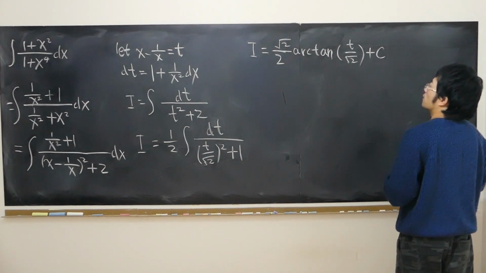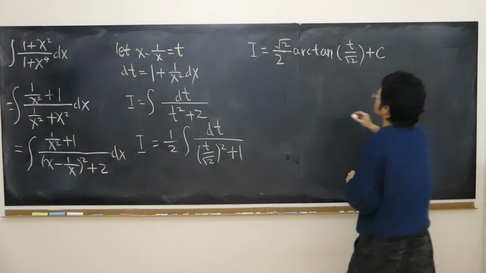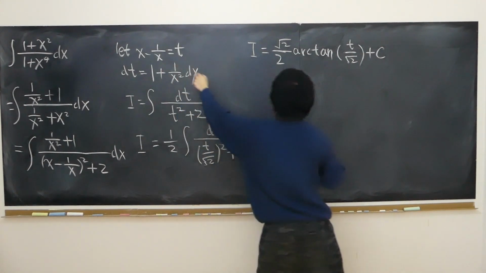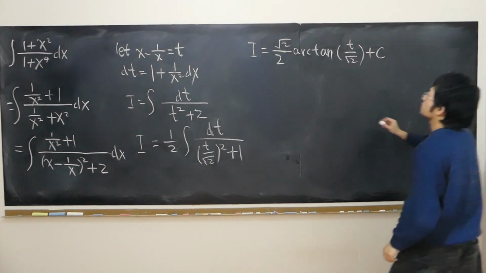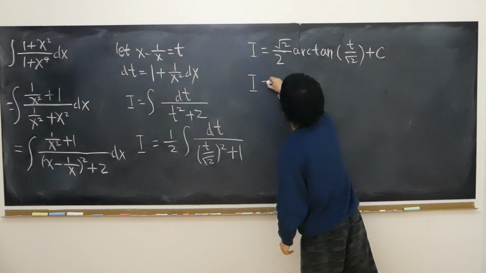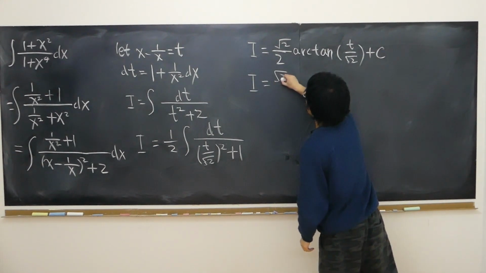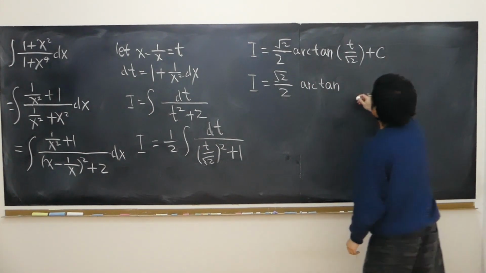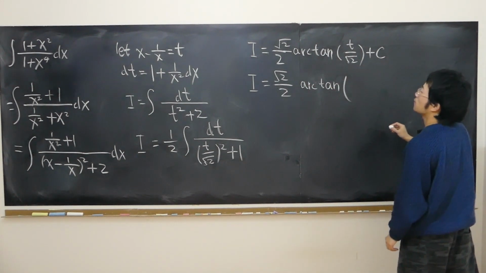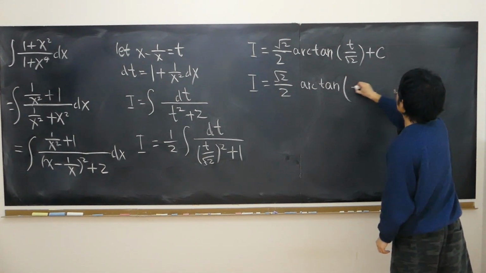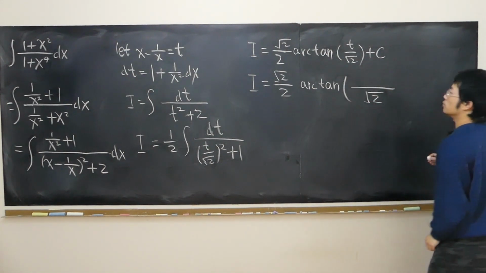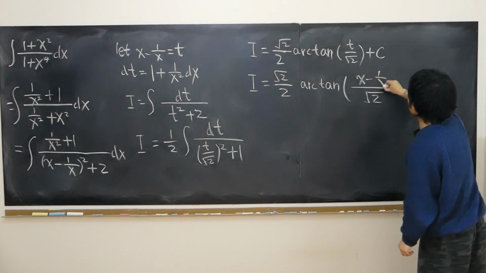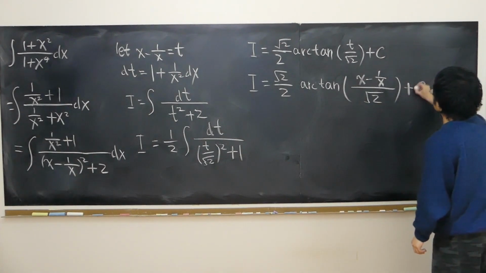Okay. Of course, I have to substitute t back to x. Remember, t is equal to what? x minus 1 over x. So this becomes I equals square root of 2 over 2 arctangent of quantity x minus 1 over x, over square root of 2, plus c, of course.